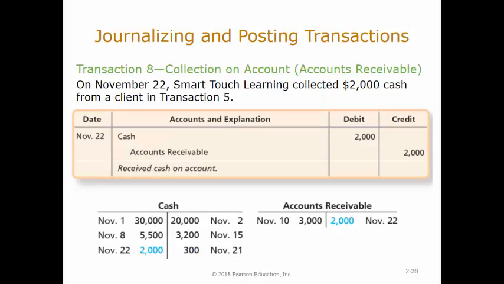In transaction 8, the company collected $2,000 cash from a client in transaction 5. The two accounts involved are cash, an asset, and accounts receivable, an asset. Cash increases with a debit and accounts receivable decreases with a credit.